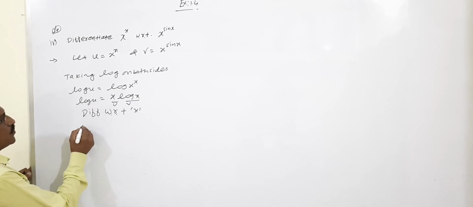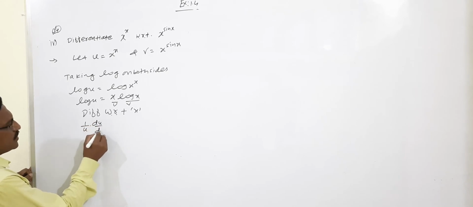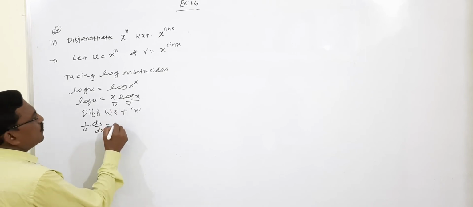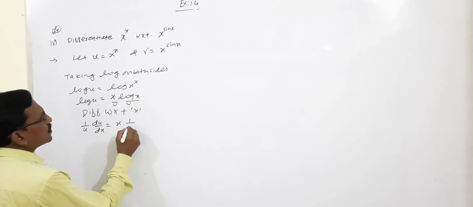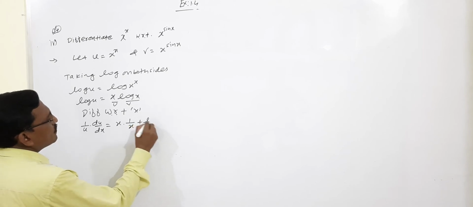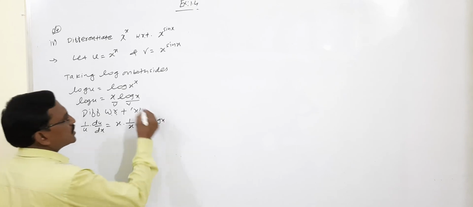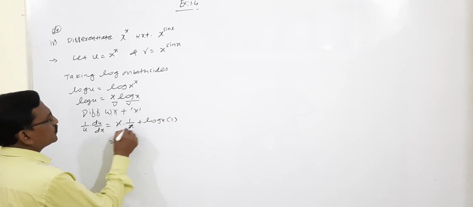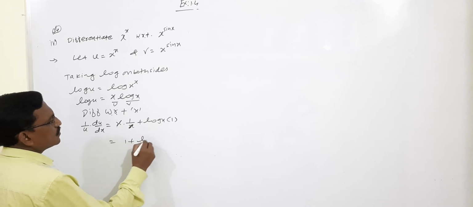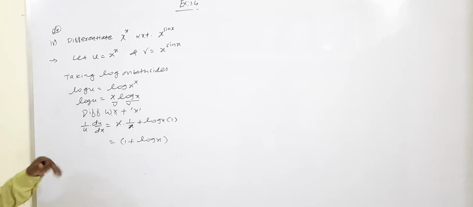So the derivative of log u with respect to x is 1 by u into du by dx, equal to: first function as it is into derivative of second, so its derivative is 1 by x, plus second function, log x as it is, into derivative of x with respect to x, which is 1. It gives 1 plus log x. Now take this u to the right hand side.